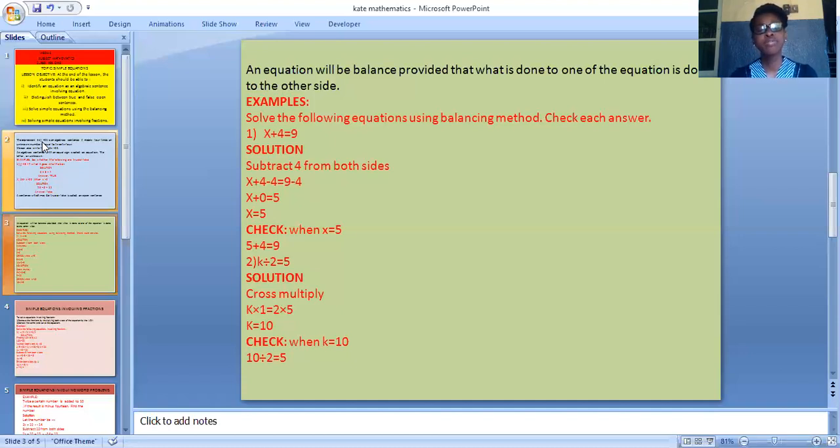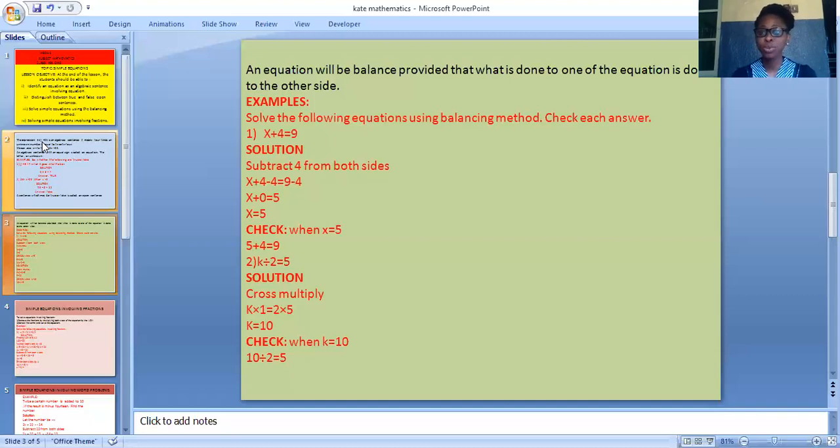So the value 5 represents the unknown, which is what? x is equal to 5, and 5 represents the unknown, which is x. Let us check if our answer is correct. When x is equal to 5, we have 5 plus 4 equals 9. Yes, our answer is correct.